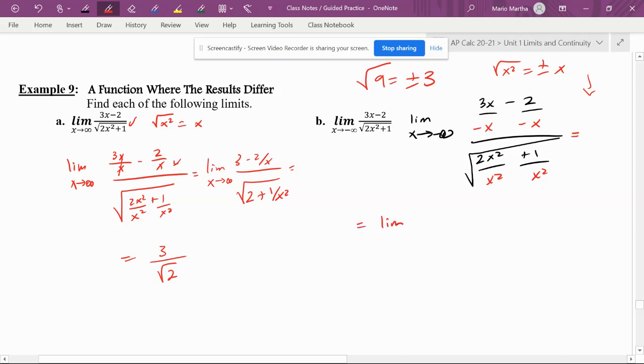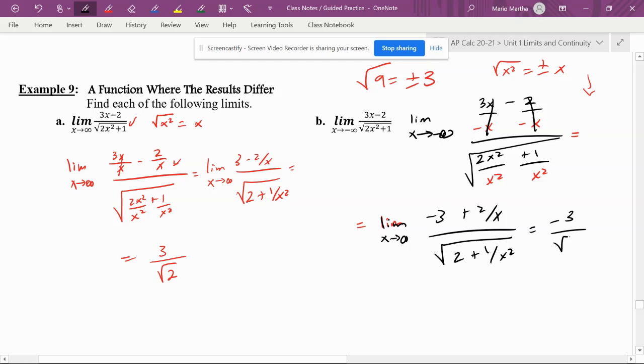We're going to end up with the limit as x approaches positive infinity, simplify here, that's negative 3, that's positive 2 over x, divided by the square root of 2 plus 1 over x squared. And as you do the direct substitution, you're going to end up with negative 3 over square root of 2. So make sure you look into those. If you see a root, make sure that you do the negative part as well, especially if you're going towards negative infinity.